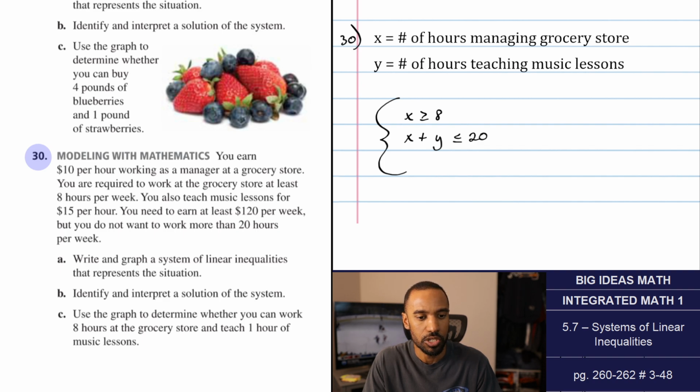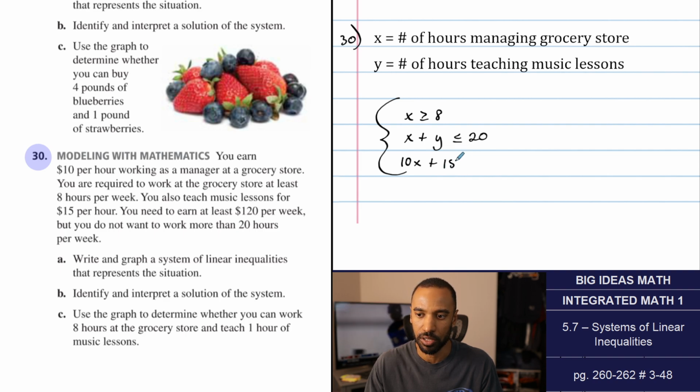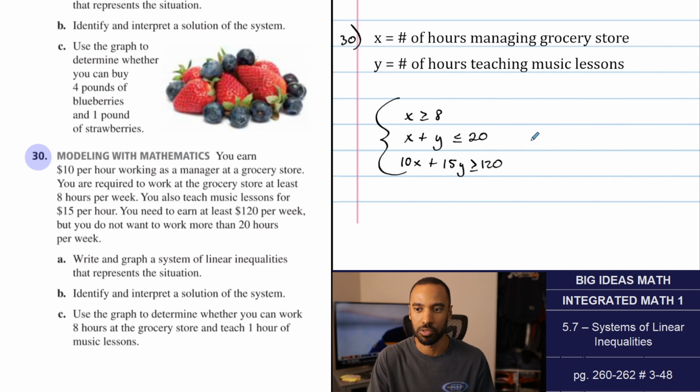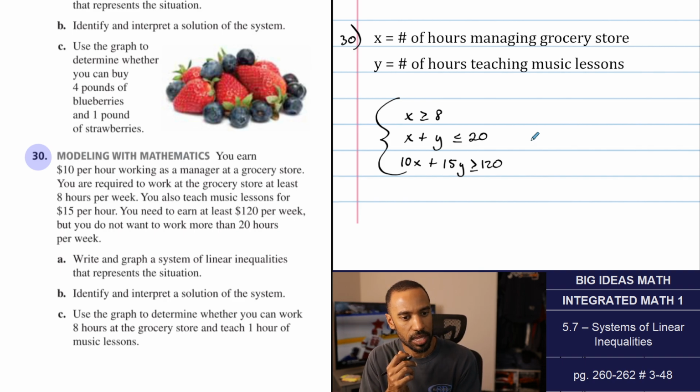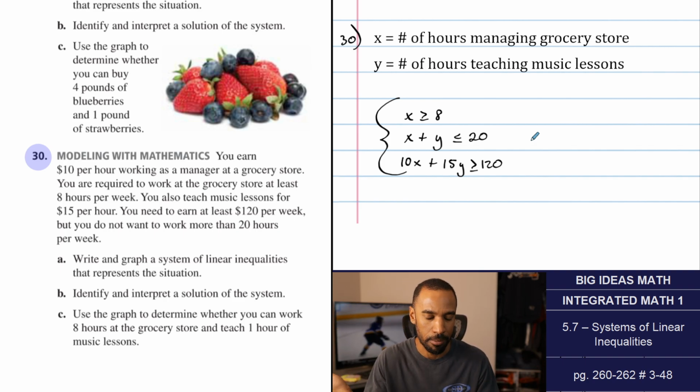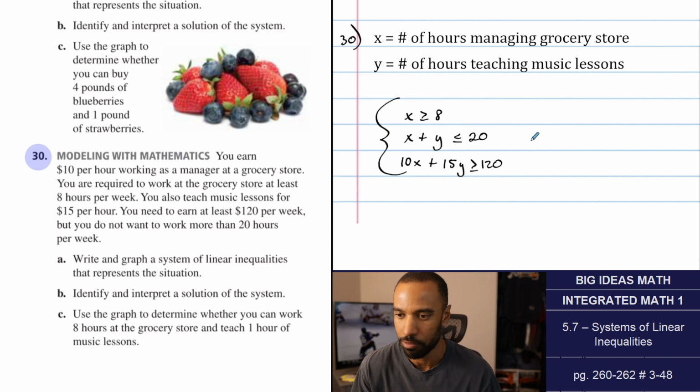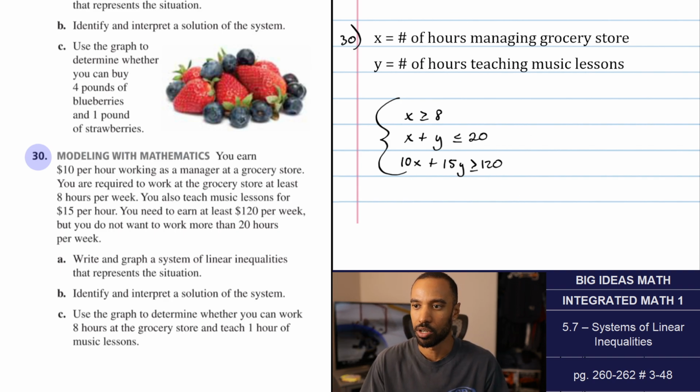Now, the last one is you need to earn at least $120 per week. So the amount that we work at the grocery store is $10 per hour times the number of hours. And then we make $15 per hour teaching music lessons times the number of hours here. And then we must earn at least $120 per week. So that would be my setup on those. So I think that's my system. I don't see anything else that we need other than y must be greater than or equal to 0, but we'll just stay in the first quadrant. That's fine. So here's our system for part A.